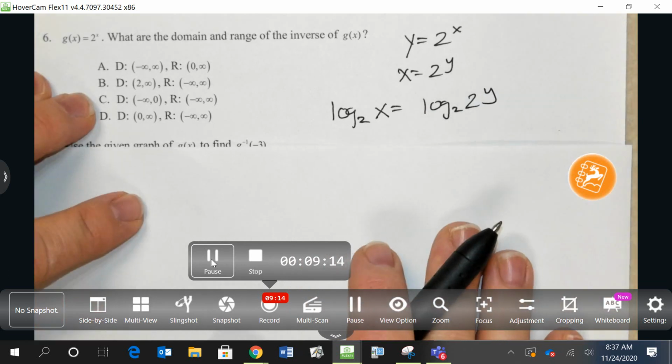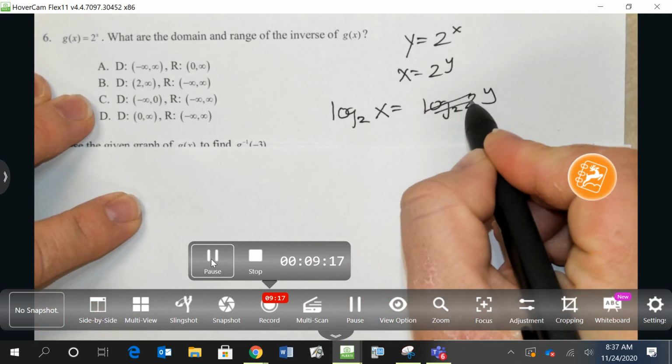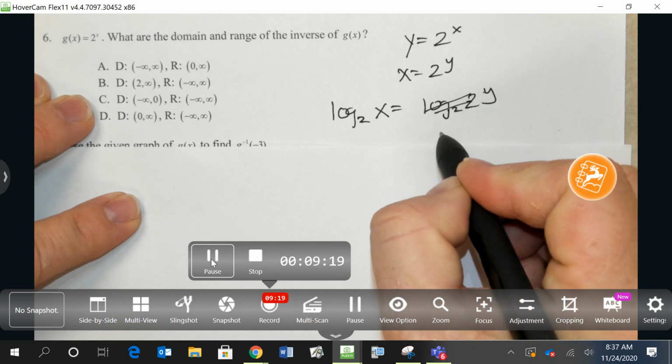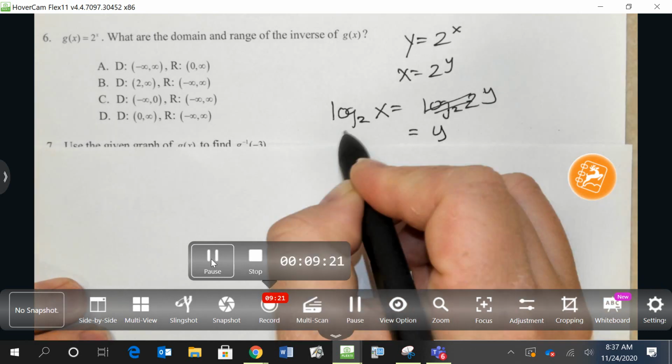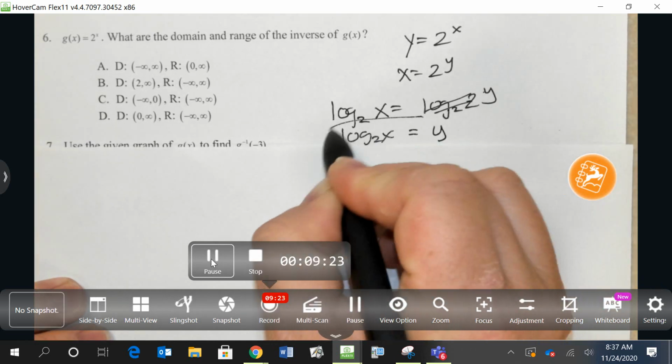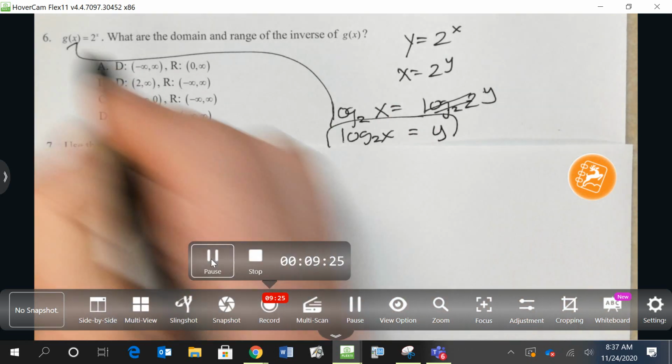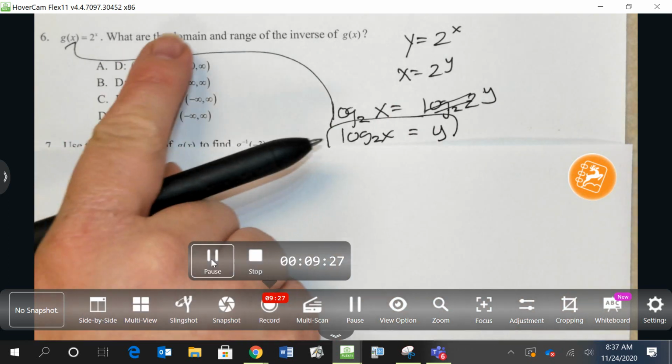Now, why do we do that? So on the right-hand side, these don't just disappear. They turn into a 1. And 1 times y is 1y. Now, this is the inverse of this. Okay, so we want to know, what is the domain and range?